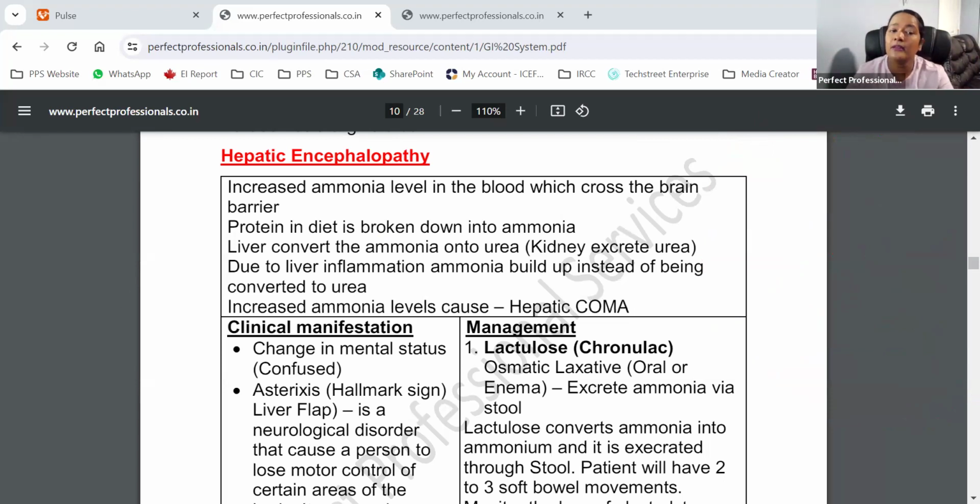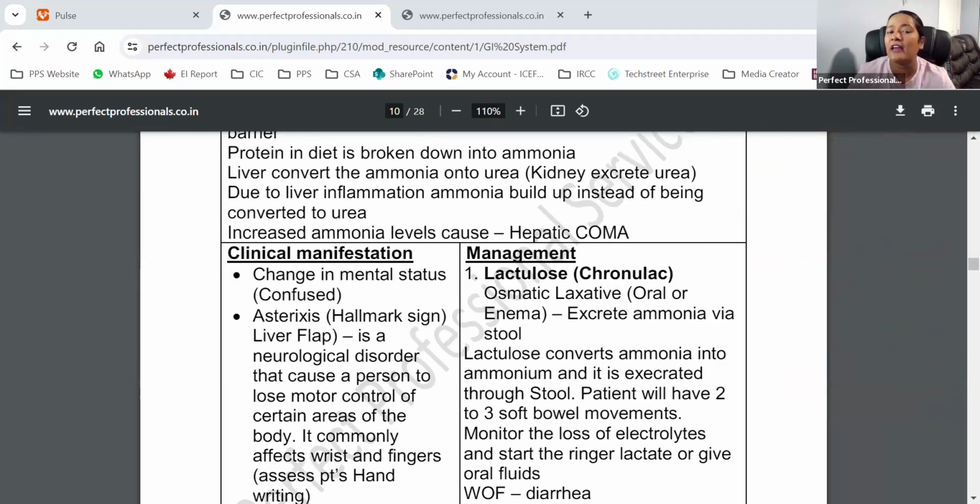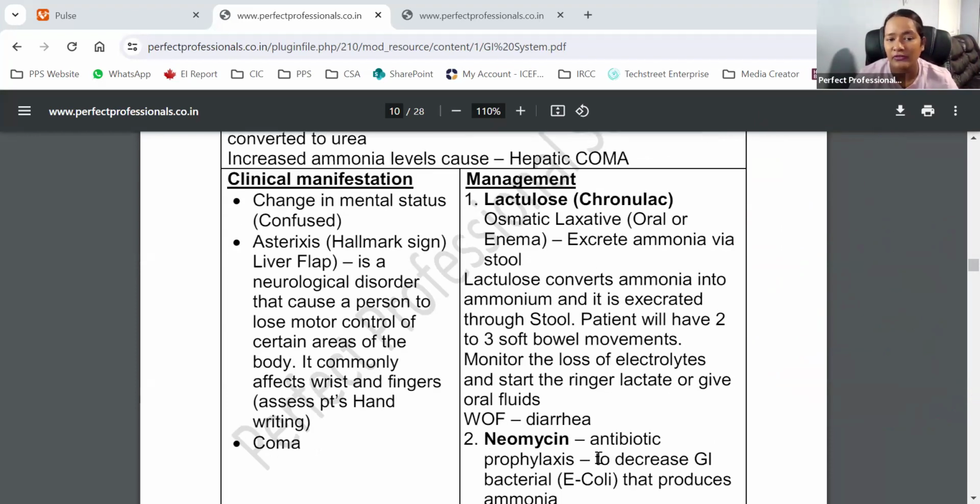Now what will be the clinical manifestation? Patient will have change in mental status, patient will have confusion, ataxia will be there, it's a clinical hallmark sign. Liver flap is a neurological disorder that causes a person to lose motor control of certain areas of the body. It commonly affects the wrist and fingers. What we have to assess? We have to assess the patient's handwriting. Okay?